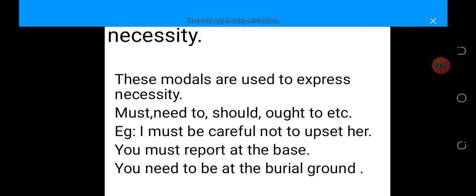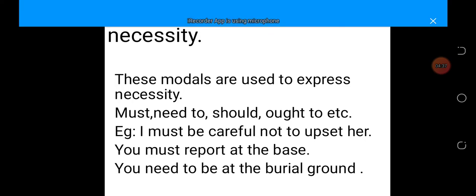Then the next one I want to look at is modals used in expressing necessity. These modals are used in expressing necessity. We have must, need to, should, ought to, etc. You cannot afford to miss this. When you use this word, it means that certainly it must hold, certainly it must come to pass. There is a need to do whatever activity that must be done.